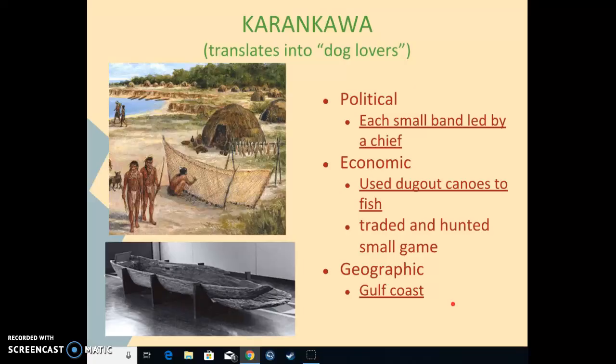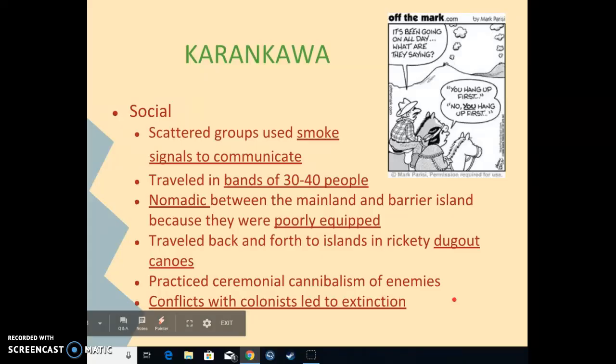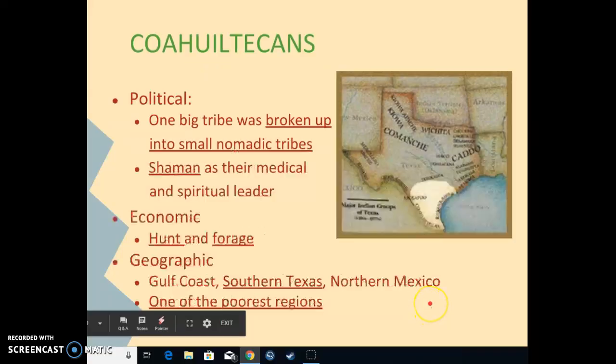Additionally, these people ate so well. They were very large, very tall people. If you go down to the Bullock Museum in Austin, you can actually see one of their dugout canoes. The Karankawas worked in scattered groups. They used smoke signals, hence that old Indian lore that you could see smoke signals very far. They traveled in bands of 30 to 40, and they were somewhat poorly equipped.